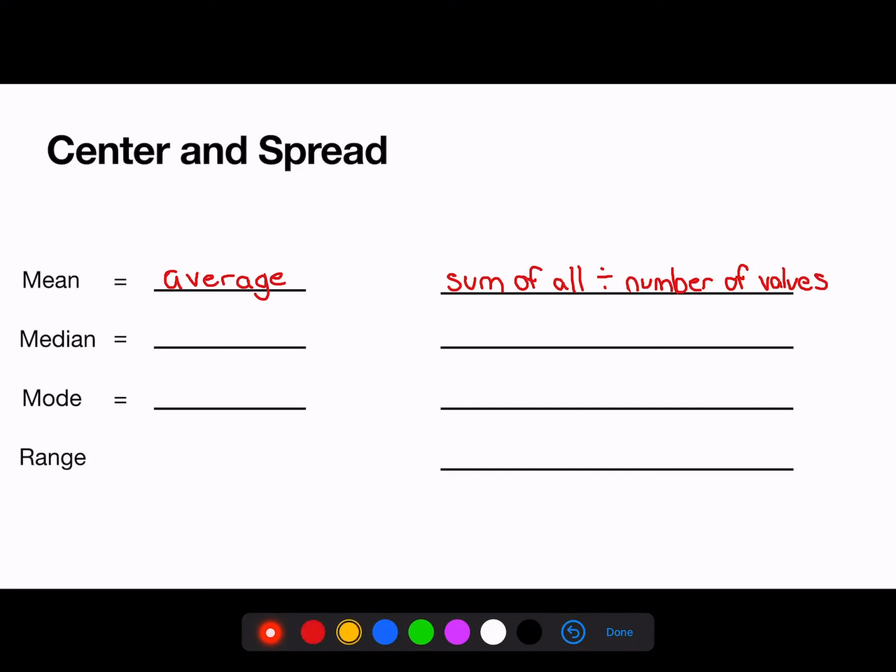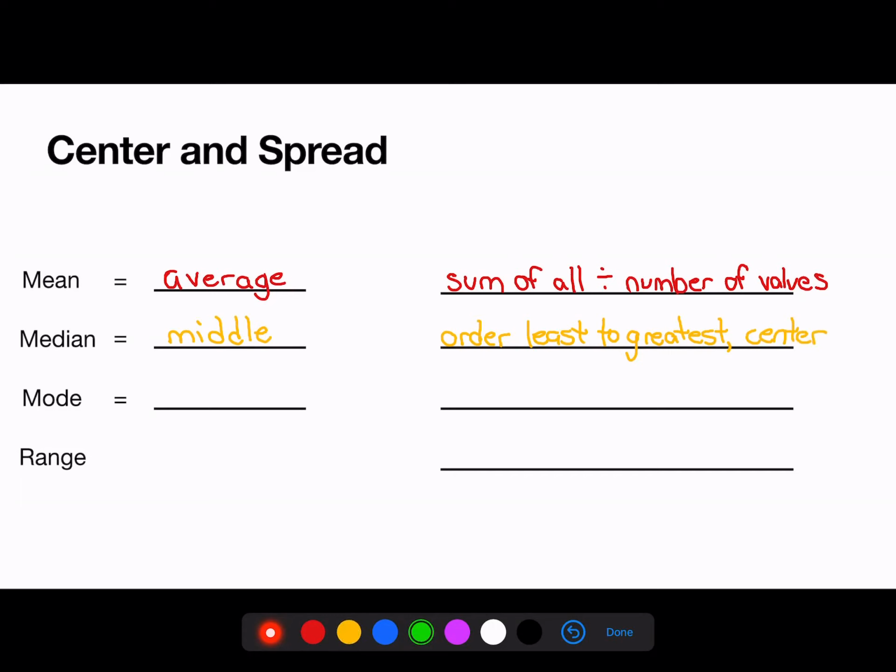Median is another word for middle. To find the middle of the data, order all values from least to greatest. Then find the dead center of this data.